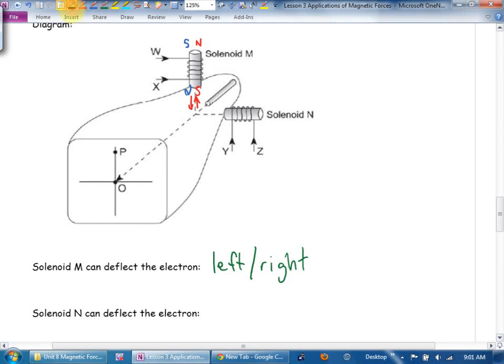Now, this solenoid right here, this horizontal one, it can either have a north pole going this way, or it can have a magnetic field going that way, depending on which way the current goes. And I don't know which way the current is going. Sally, here is my point. This one, solenoid N, let's point our thumbs up the page again. Point your thumbs up the page. Extend your fingers to the left. Which way will this electron get deflected? Up. Or if the magnetic field was to the right, which way would it get deflected?